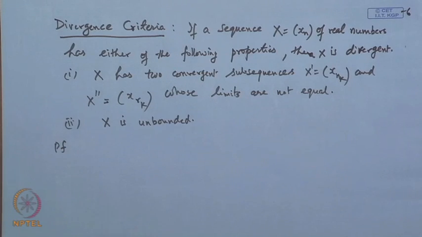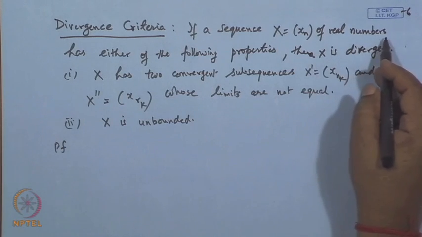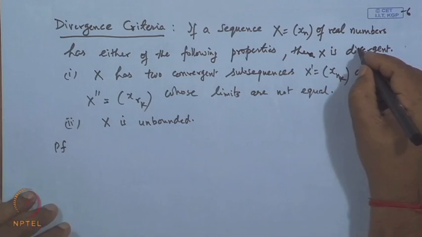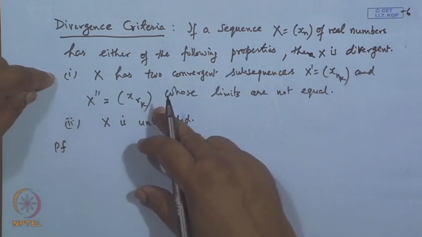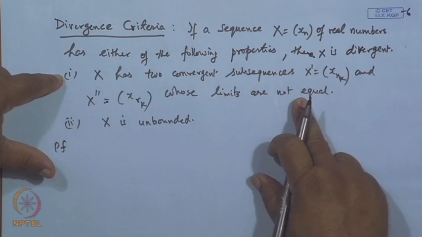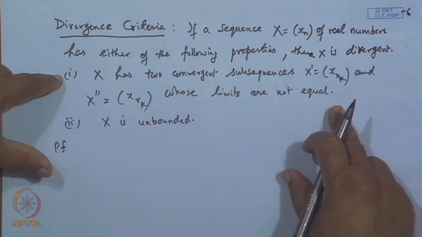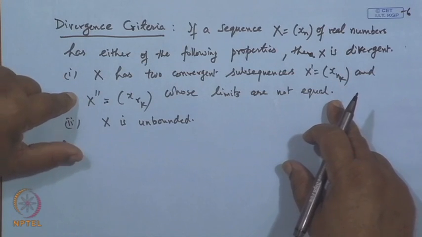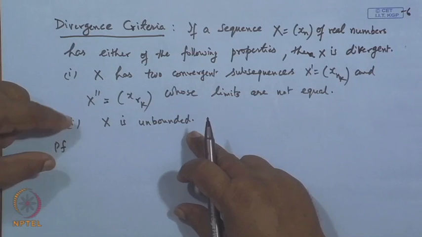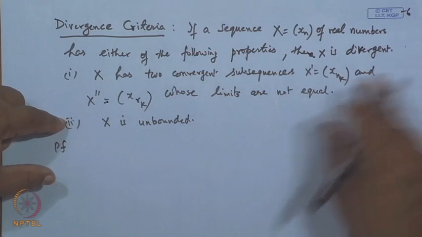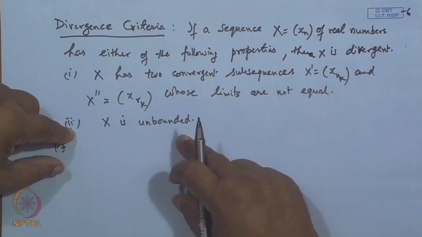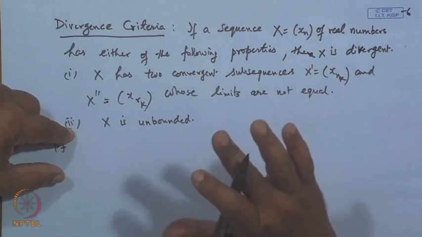The proof is very simple. If a sequence x n of real numbers has either of the following properties, then x is diverging. So, what are these properties? The first property says, if the sequence x has two convergent subsequences whose limits are not equal, then the sequence will be considered as a diverging sequence. Or the second one is, if x is unbounded, that is the limit of x n goes to either plus infinity or minus infinity, then also the sequence is considered to be a diverging sequence.